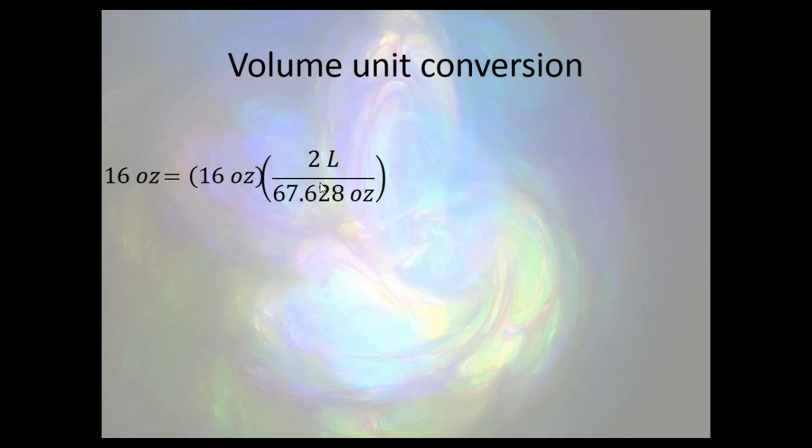Notice also we put the 67.63 ounces in the denominator so that the ounces ends up canceling the ounces right here, which is really in a numerator, even though you don't see this being over 1. It's obviously over 1. We learned that back in elementary school. So we have 2 liters over 67.63 ounces. So now these ounces would cancel, leaving us with liters.